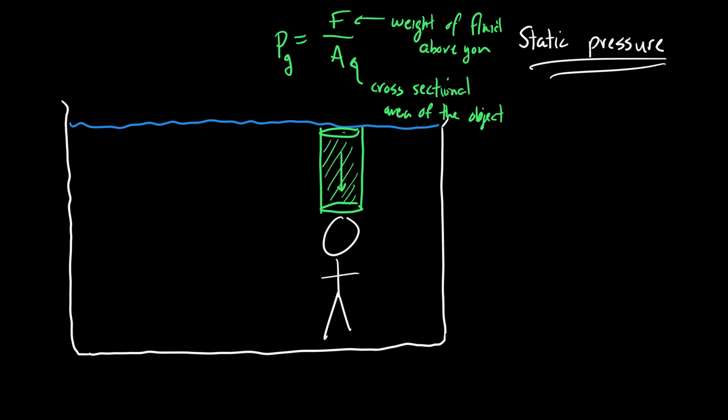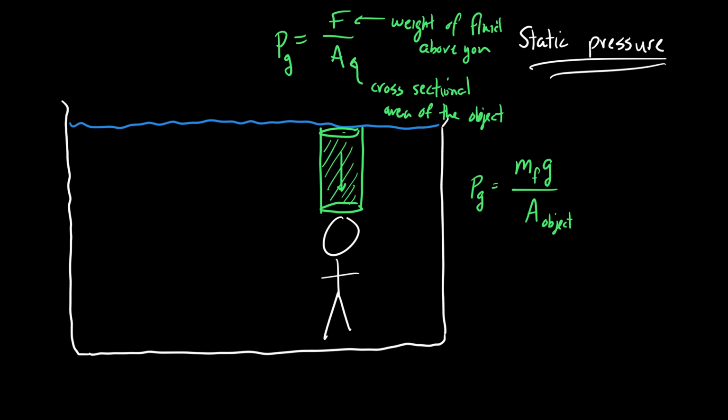Okay? Now, obviously, we'd like to see if we can find a way to express this that has something to do with the fluid. So we're gonna start messing with this. We're gonna put some new stuff in there. Like, for example, the gauge pressure, I could write as the mass of the fluid above you times g, that would be the weight of the fluid above me, divided by the cross-sectional area of the object.